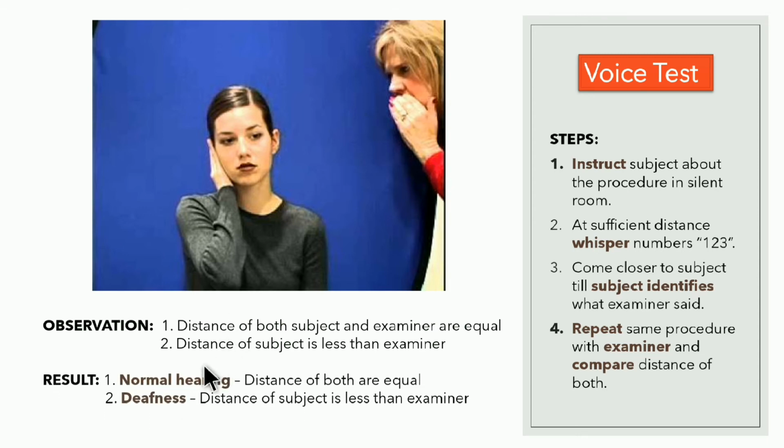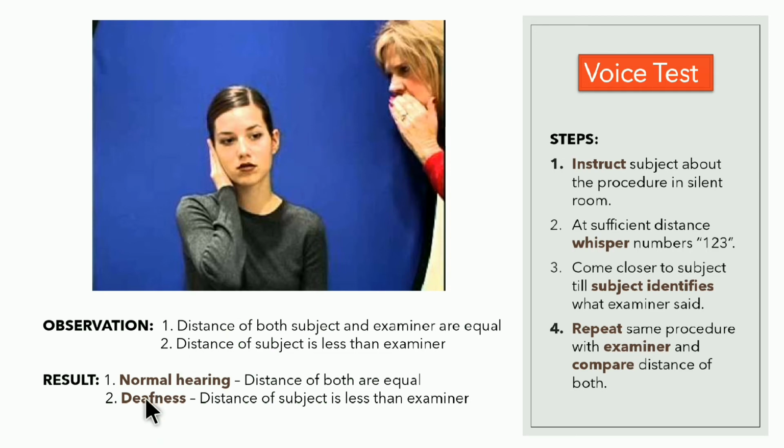What can be the result? The result is when the normal hearing is there, the distance of both of them are equal. So when the distance of both the examiner and the subject are equal, that means the person is having normal hearing. Deafness: when deafness is there, the distance of the subject is less than the examiner. So the distance at which the person is able to identify is very less compared to that of the examiner. That means the person has to come very close to identify. That means the person is having deafness. So whenever deafness is there, the distance is less for the subject compared to the examiner.